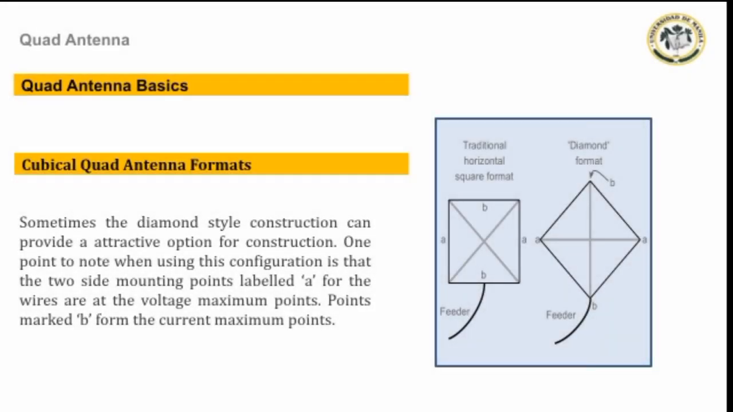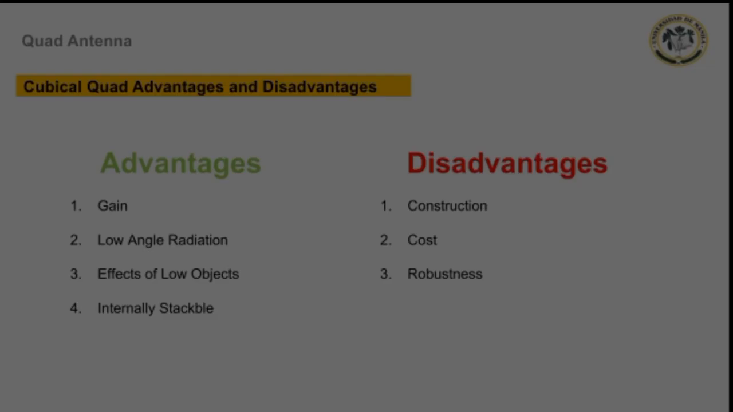Cubical quad antennas formats. The diamond style construction can provide an attractive option for construction. One point to note when using this configuration is that the two side mounting points labeled A for the wires are at the voltage maximum points. Points marked B form the current maximum points. For higher power levels, it may be necessary to utilize some form of proper insulator at the voltage maximum points.